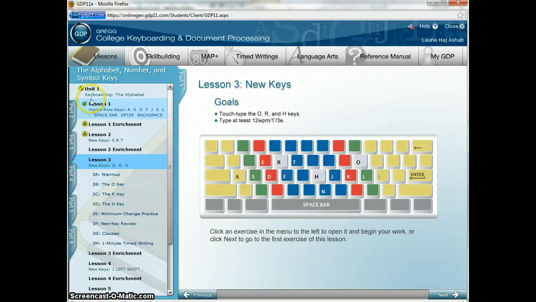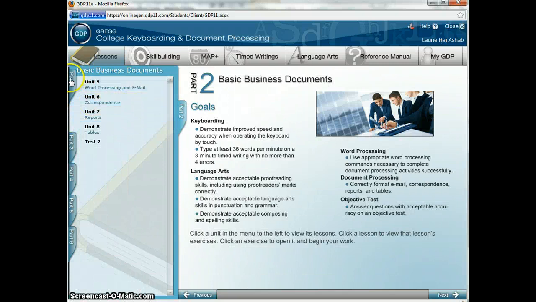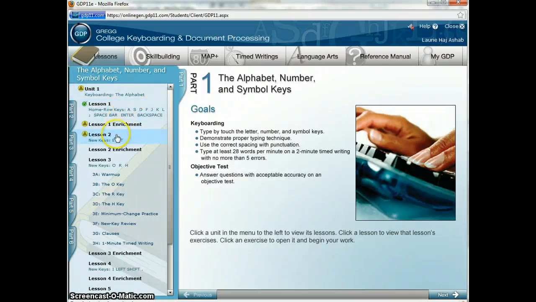Now, the first thing that I want you to notice is when you enter the GDP program online, we're going to be still in part number 1, and what we're going to be doing is lesson number 3, so you notice I have lesson number 3 open. Now, I also wanted to remind each of you, if you haven't had an opportunity to go through the lesson 1 enrichment, it would be advisable that you do that, and also lesson 2. Remember, that gives you an excellent review to make sure that you know your keys before you go on to lesson number 3.